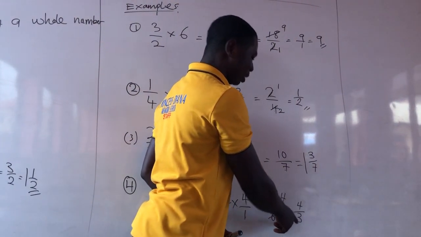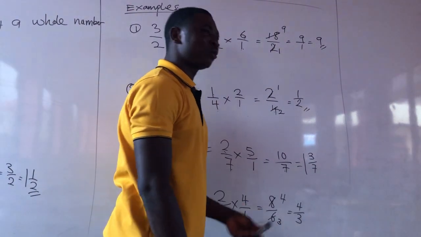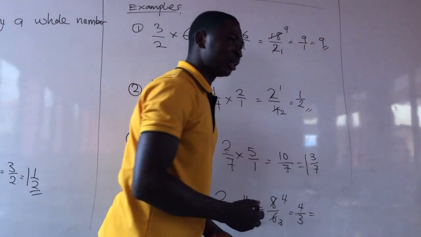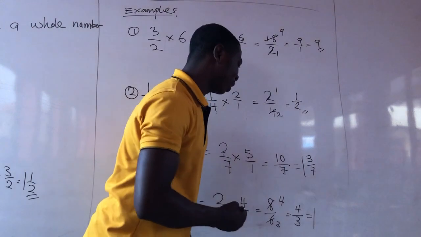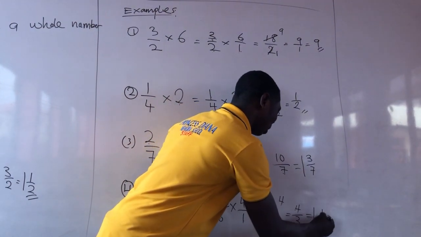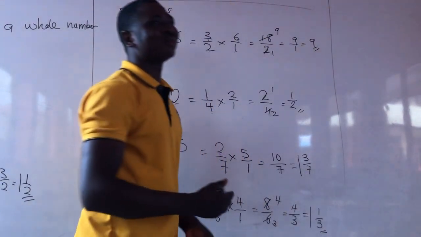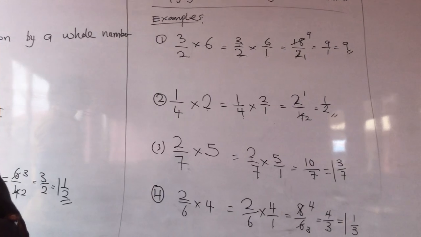4 is on 3. However, the 3 is too small to carry 4. So let us break it down to the what? Change to mixed fraction. So 3 will go into 4 how many times? 1 time. What will be the remainder? 1. 1 out of the denominator we are having, which is 3. Good. I hope you have learned something.